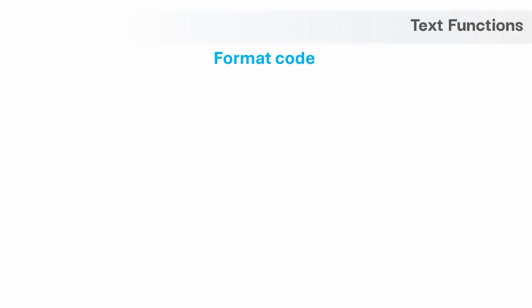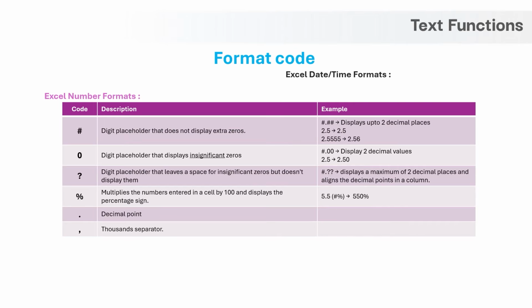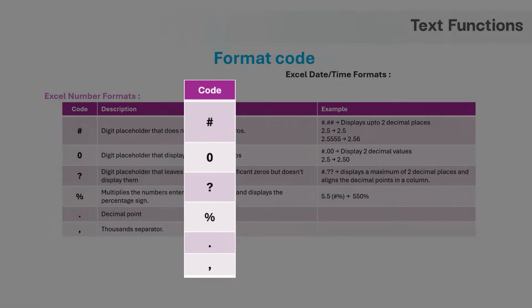We basically have two types of format. One is for number and another one is for date or time. Let's start with the number format. The table below shows the different special characters that we can use to format the numbers. We majorly use hash, 0, question mark, and percentage symbols to format the numbers, and a few times we use decimal point and comma, which are used to add decimal points and a thousand separator.